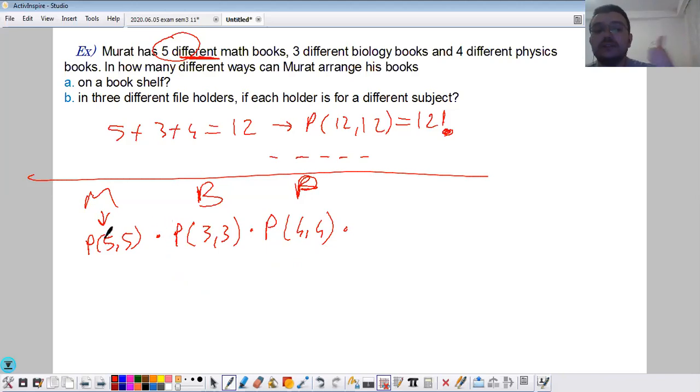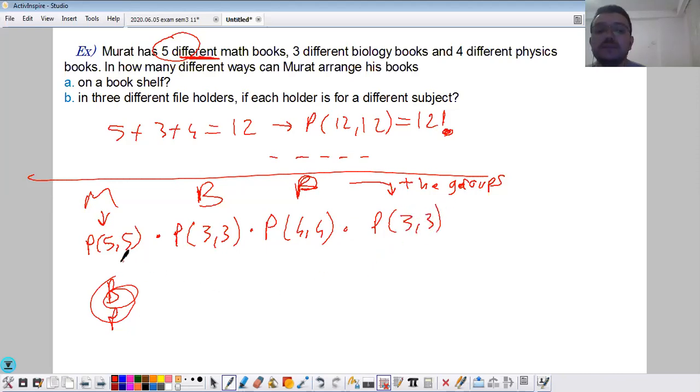In this order, I did put the math first. What if biology is first? What if physics is first? So the groups can also change places inside each other. That's why here we have 3 groups and they can also change places. That makes 5 factorial for math books, 3 factorial for the different orders we can make for biology, then 4 factorial for physics books, and for the groups, we have 3 groups and 3 factorial for the groups.